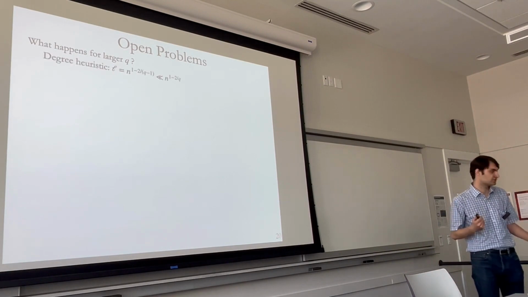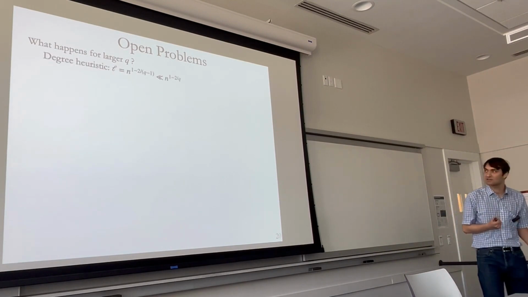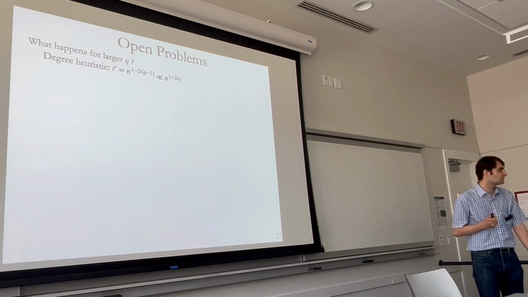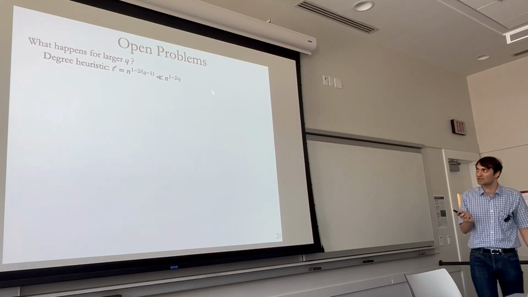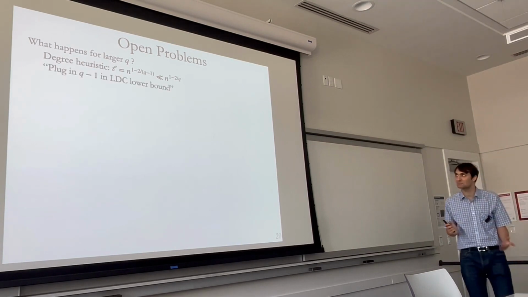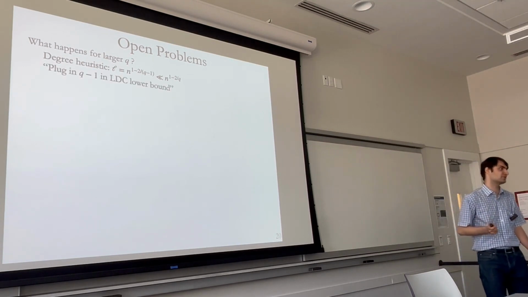And you can go through this degree heuristic calculation, and what you can see is you can take L to be something like n to the 1 minus 2 over q minus 1. This is better than the L you would take in the LDC lower bound proof, which is n to the 1 minus 2 over q. So it's a little bit better, but it's not substantially better. It's essentially like plugging in q minus 1 into the LDC lower bound.